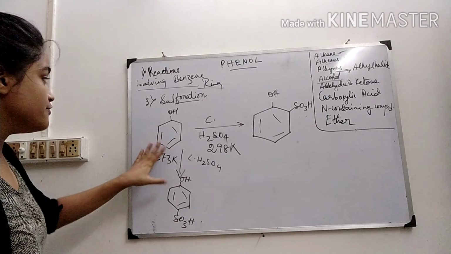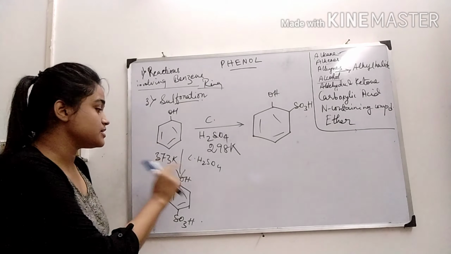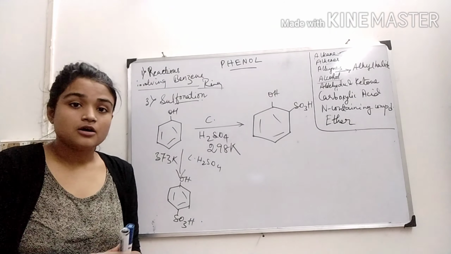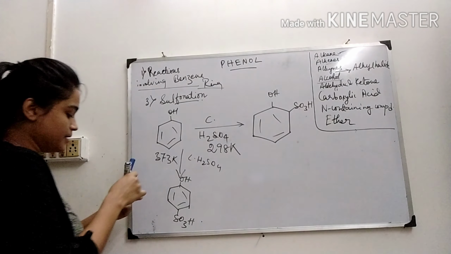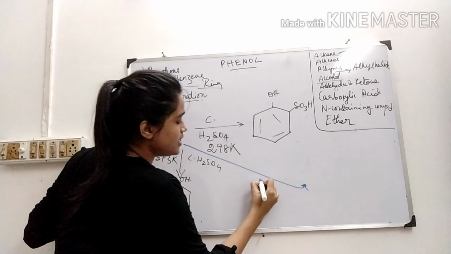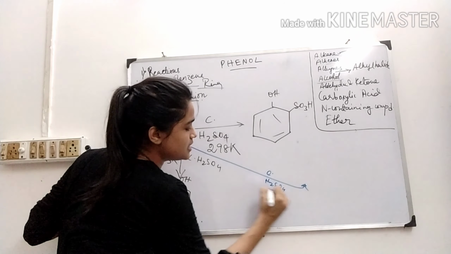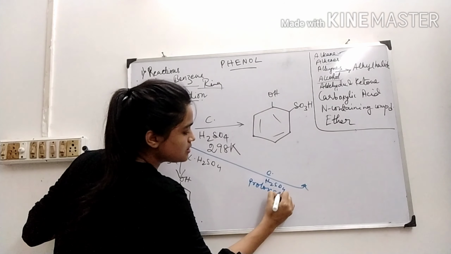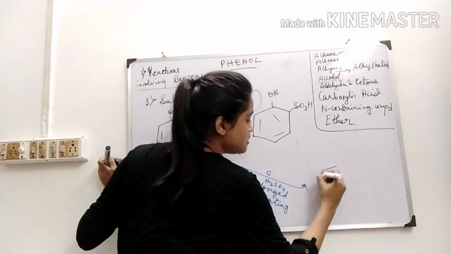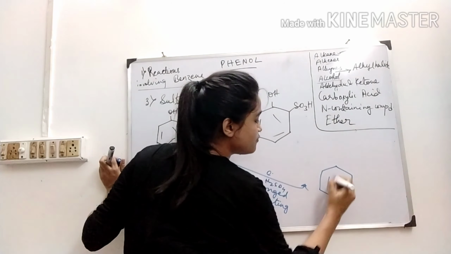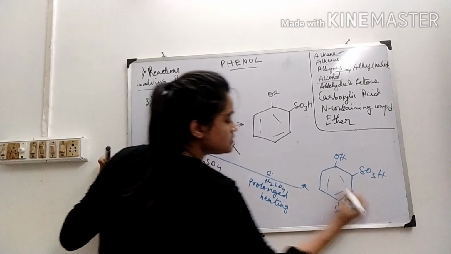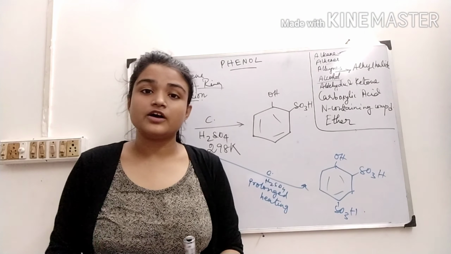Clear? And if we heat this phenol with concentrated sulfuric acid and we continue prolonged heating, in that case we will get ortho and para substituted. For example, to this phenol, if I add concentrated sulfuric acid and continue the heating, in that case we will get the sulfonic group at ortho as well as at para position. So this is the sulfonation of the phenol.